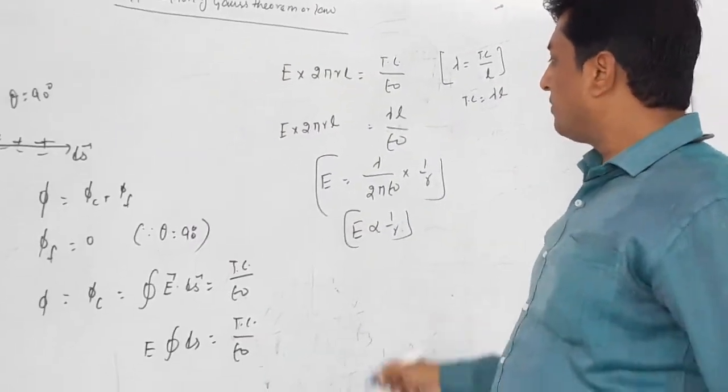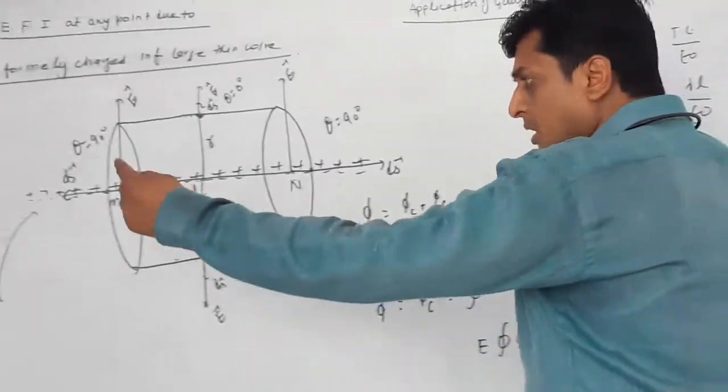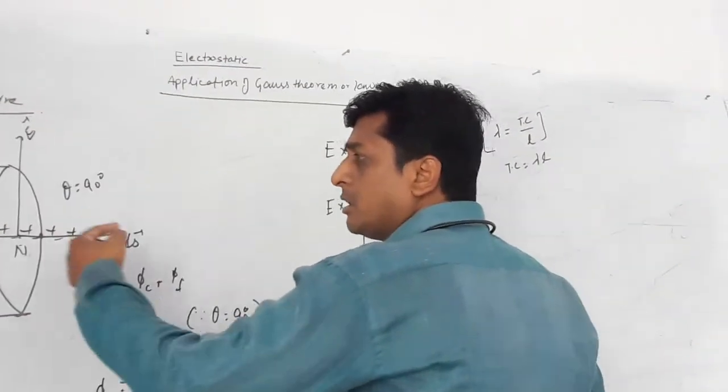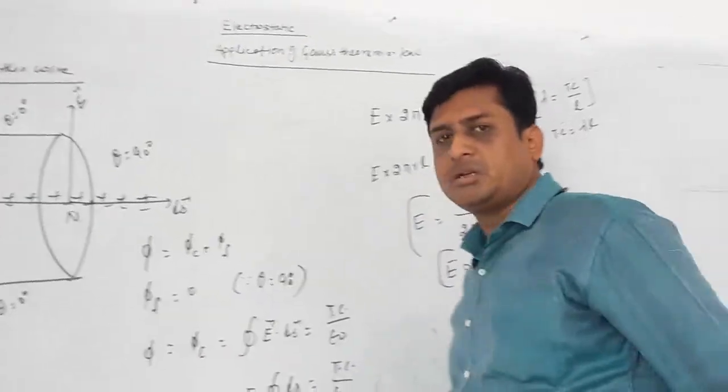So this is the formula of intensity if there is a wire of infinite length and uniform charge distribution present there. Okay.